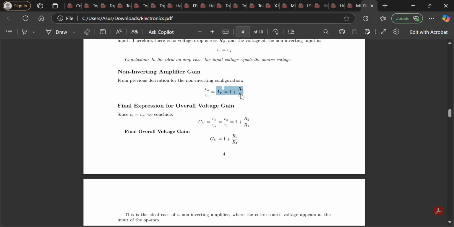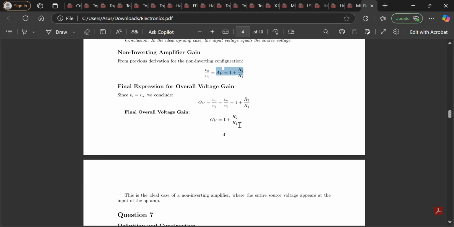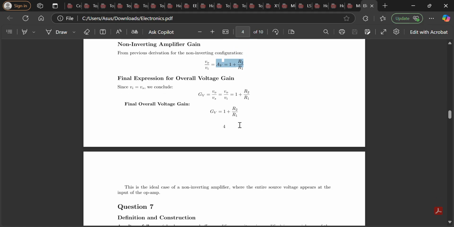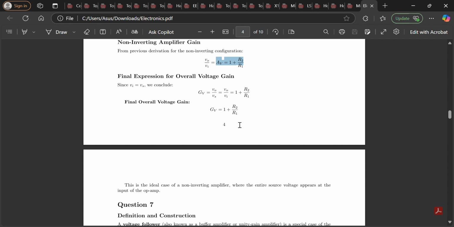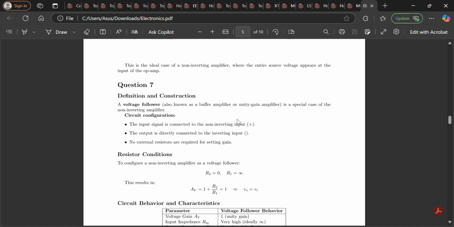We can have this equation from the question above, and so we just conclude that the overall voltage gain is the same. So the source resistor has no effect in the non-inverting case, which is a big advantage. This is an ideal case of a non-inverting amplifier where the entire source voltage appears at the input of the operational amplifier. Question number 7, voltage follower.